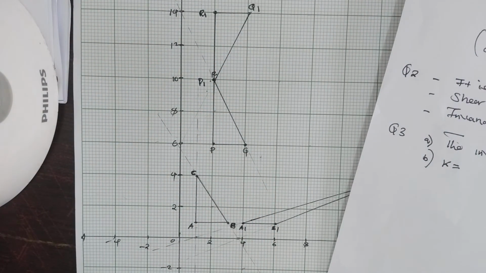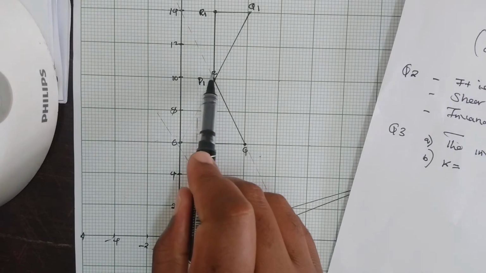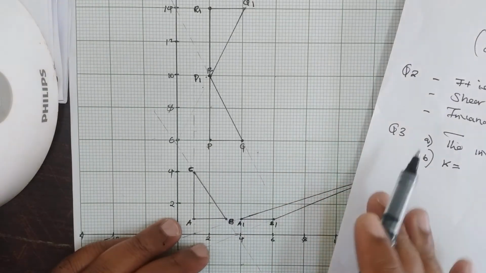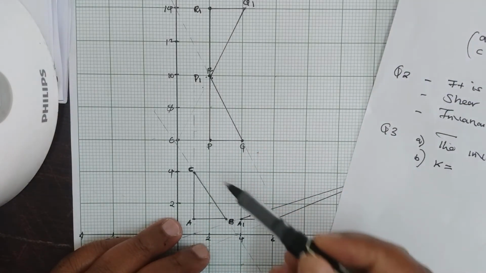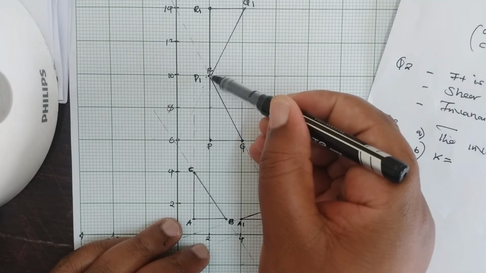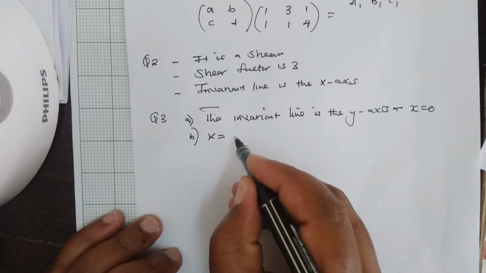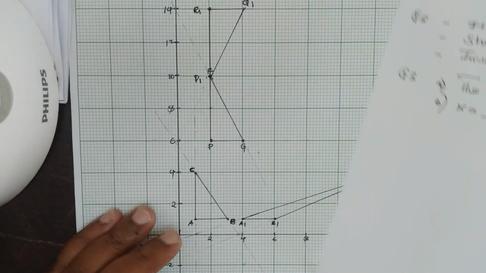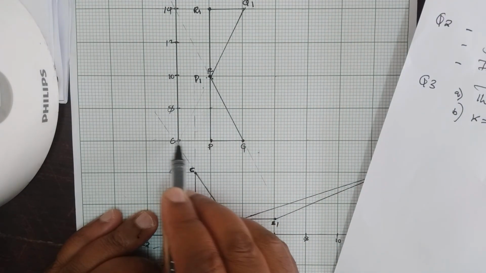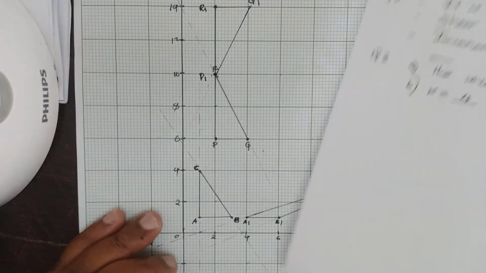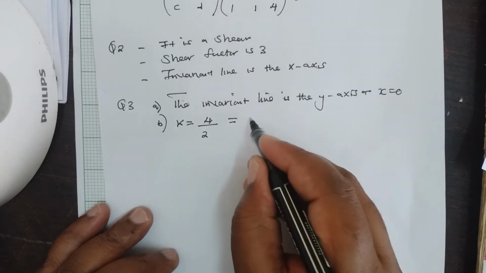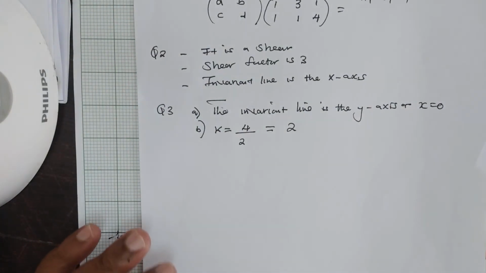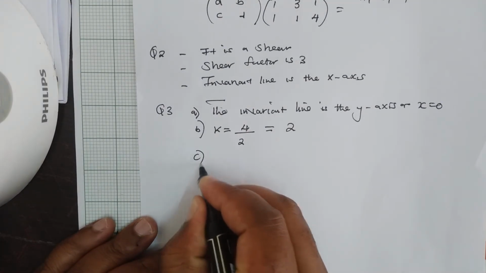So I'm going to pick one point, maybe P and its image. I'm going to find the distance from P to P1. When you check here, this is 4. So I'll write 4 divided by the distance of this object from the invariant line. When you check here, it is 2. So when you divide this, you get 2. So your shear factor is 2. So we go to 3 where we need to get a matrix.